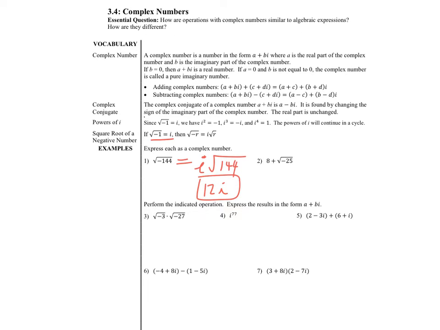For number 2, same idea here. I would just look at this as i times the square root of 25, and then that just turns into 5i. So we have here 8 plus 5i. Those are unlike terms, so we cannot combine them. So that's just our answer. All right, next up we got number 3.